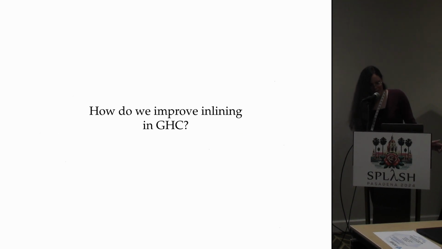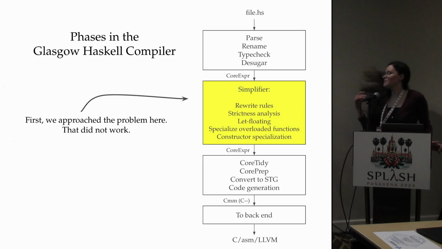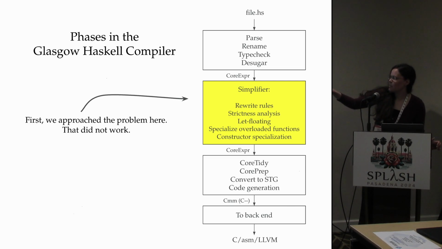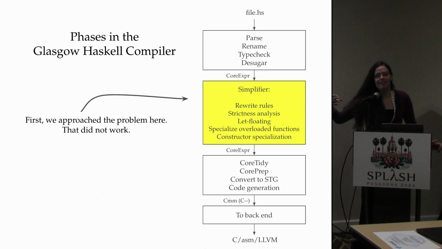So the question that we want to answer is, how do we improve inlining in GHC? It seemed like a sane place to start looking is in the simplifier. The simplifier resides in the middle of the compiler, and it happens after parsing, renaming, type checking, desugaring. It takes in an intermediate representation called core IR. Then it does a lot of optimizations over this, including rewrite rules, strictness analysis, let floating, specializing of overloaded functions, and inlining. And it outputs core IR again.